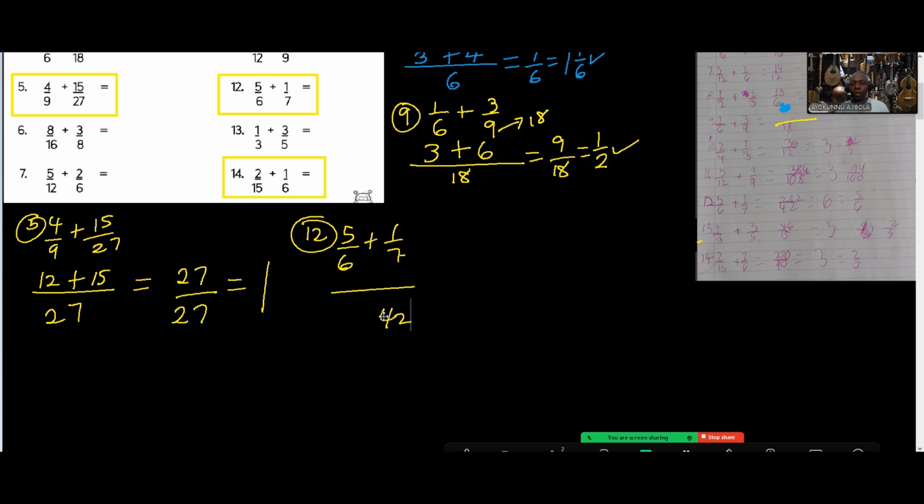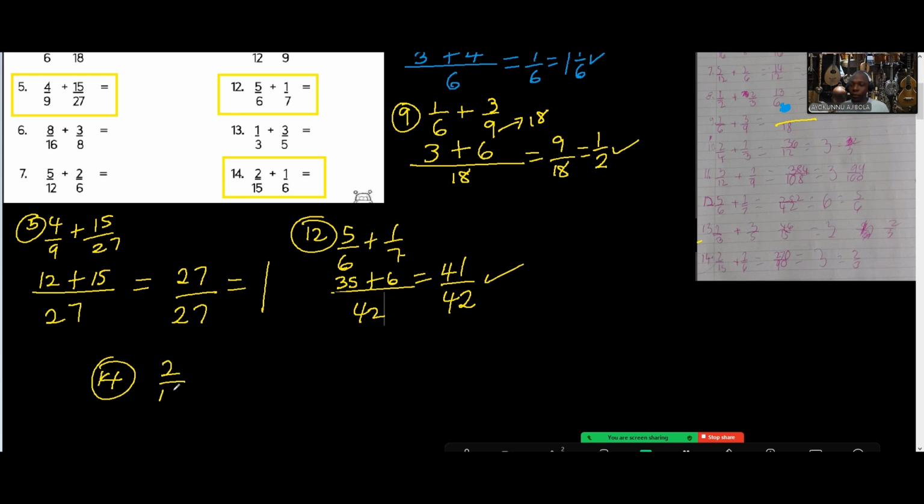So we use 42 as a common denominator. How many 6 in 42? That's 7. 7 times 5, that's 35. Then 7 in 42, that's 6. 6 times 1, that's 6. So if I add 35 and 6, I get 41 over 42.